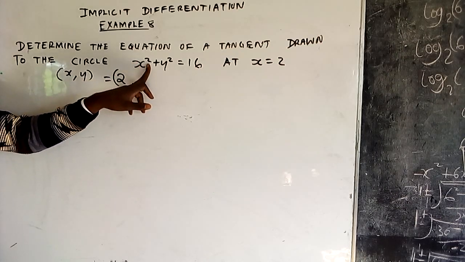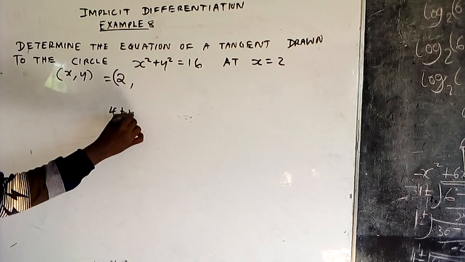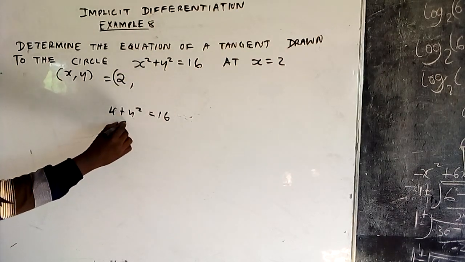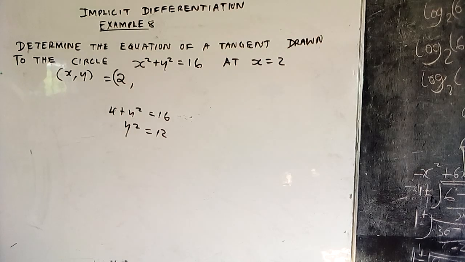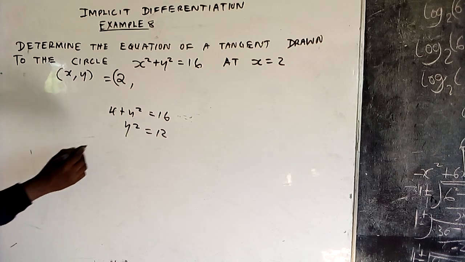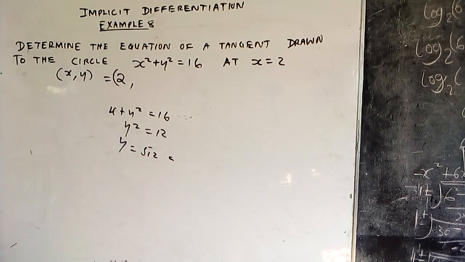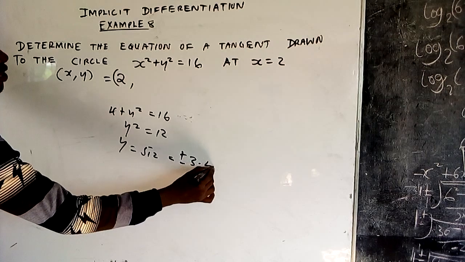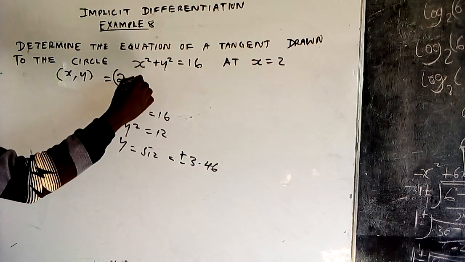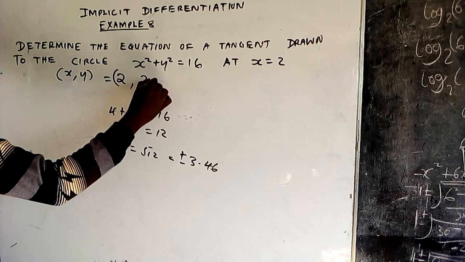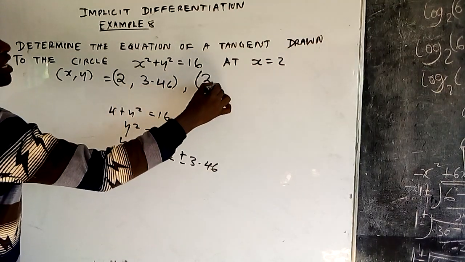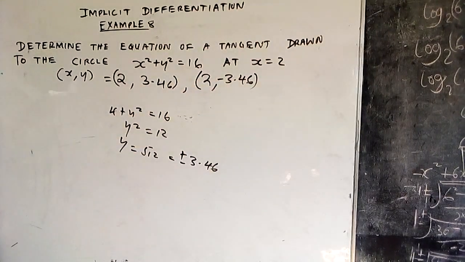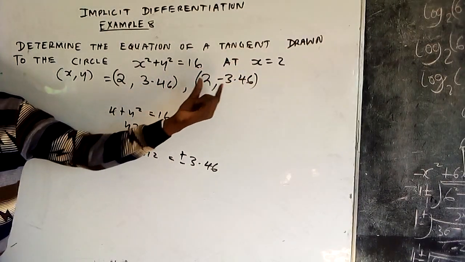So 2 squared is 4. So you get 4 plus y squared is equal to 16. Taking 4 the other side, you remain with y squared is equal to 12. Are we together? y squared is equal to 12. So what is y? Square root of 12. You get the answer to be plus or minus 3.46, meaning the first point is (2, 3.46), and the next point is (2, negative 3.46). Meaning when x is 2, y has 2 values.